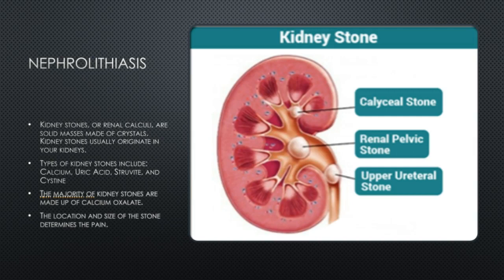A struvite kidney stone is mostly common in women that have frequent UTIs. And with these stones, one thing to make note of is that they can typically be very large, larger than some of the other stones, and they can cause a lot of urinary obstructions. So just keep that in mind.